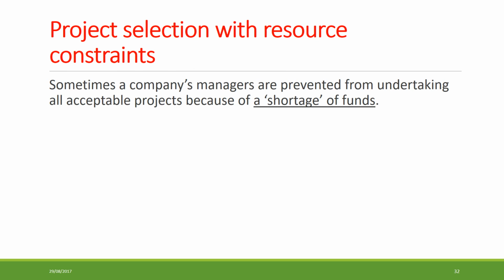Project selection with resource constraints. So we mentioned before that for mutually exclusive projects, one of the reasons why they are mutually exclusive is simply because the firm doesn't have enough funds to choose all the positive NPV projects, right? So when the firm faces a shortage of funds, they have to prioritize the projects that give them the highest positive NPV, right?